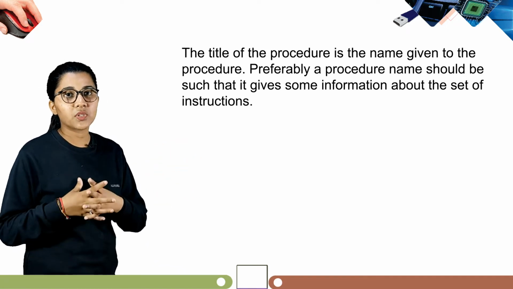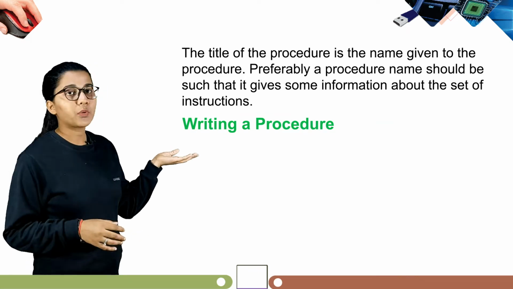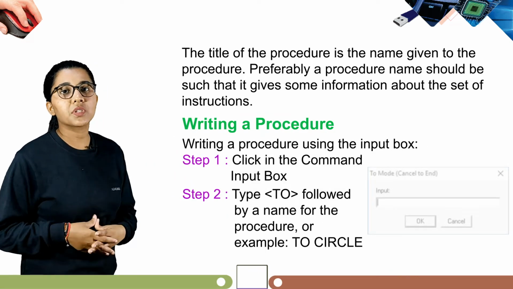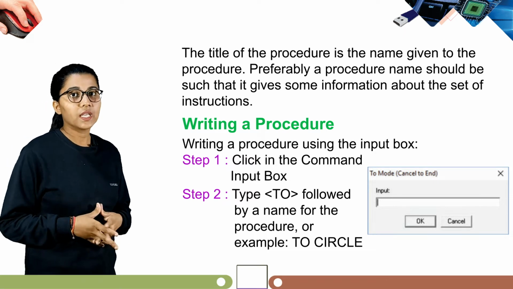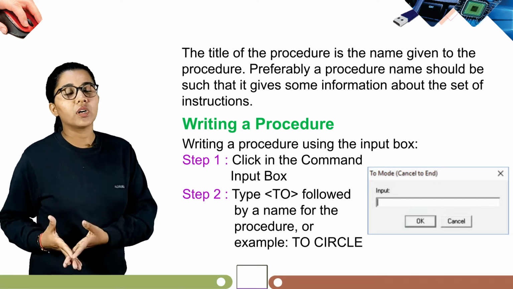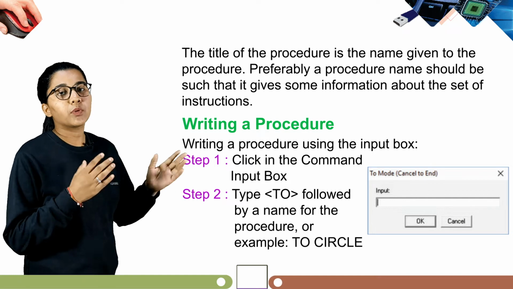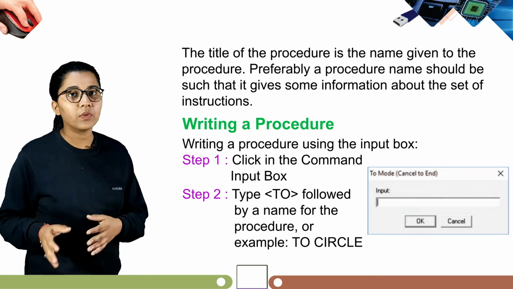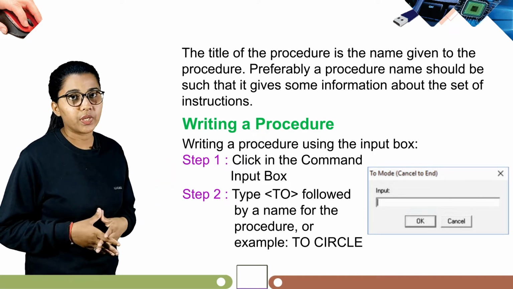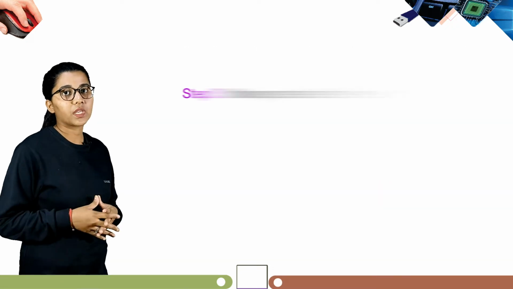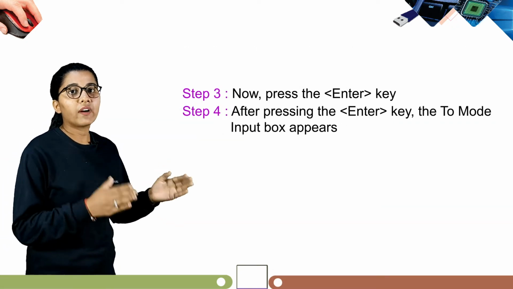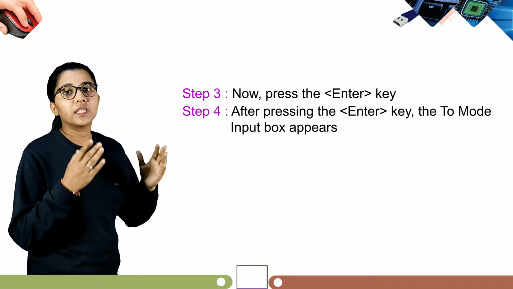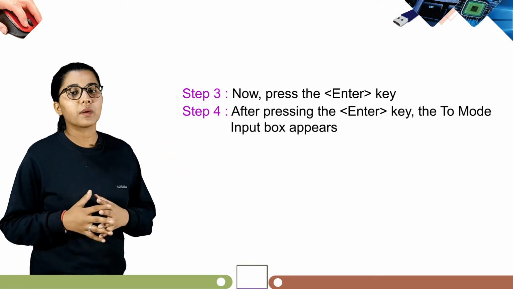Now, our next procedure is writing a procedure. Writing a procedure using the input box. So, step 1 is click the command input box. Step 2, type TO followed by a name for the procedure, for example TO circle. Step 3, now press the enter key. Step 4, after pressing the enter key, the mode input box appears.